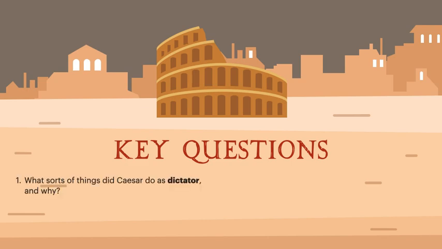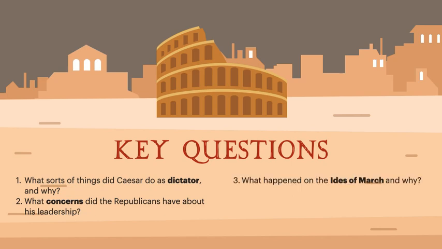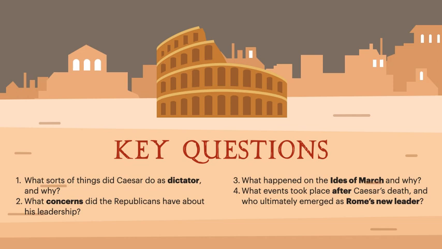Number 1, what sort of things did Caesar do as dictator and why? Number 2, what concerns did the Republicans have about his leadership? Number 3, what happened on the Ides of March and why? And number 4, what events took place after Caesar's death and who ultimately emerged as Rome's new leader?